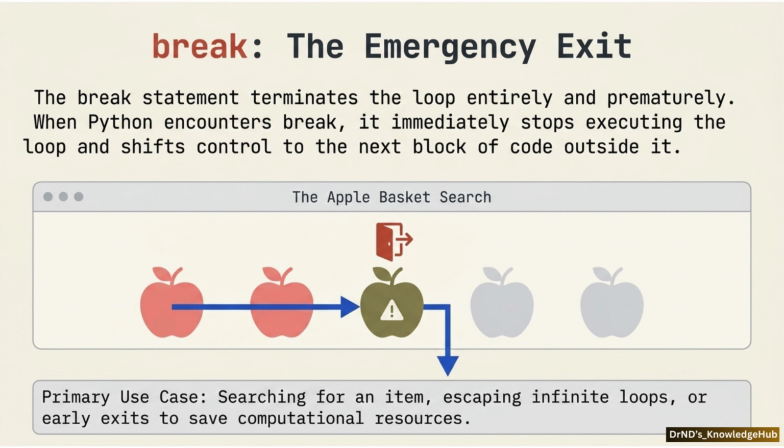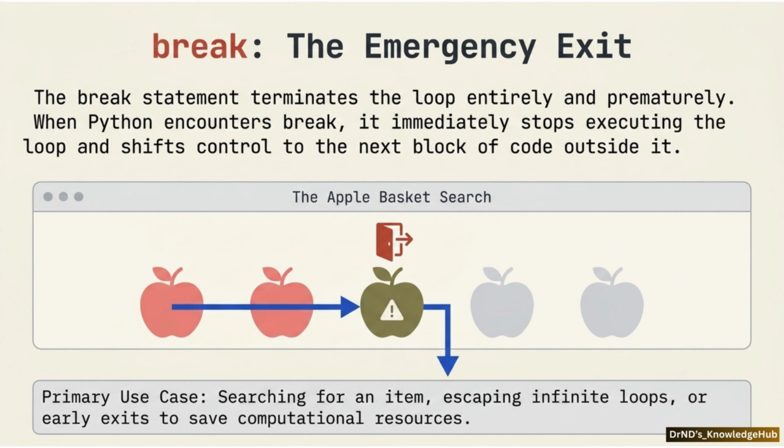Let's begin with the break statement. The break statement immediately terminates the loop. As soon as Python encounters a break statement, it exits the loop completely and starts executing the code that comes after the loop. Think about searching for an apple in a basket. If the third apple is rotten, you stop checking the remaining apples. There is no point continuing the inspection. Similarly, in programming, break is commonly used when searching for a specific item, exiting infinite loops, or stopping a process when a condition has been satisfied. This helps save both time and computational resources.